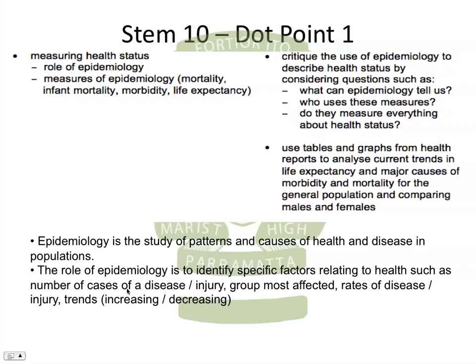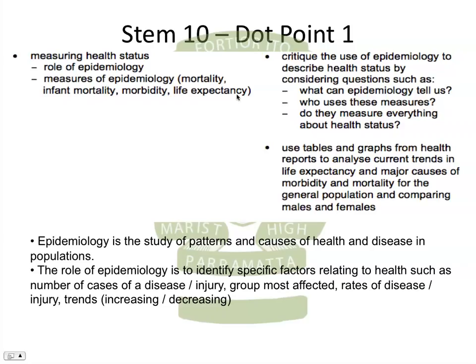And you can see here, this is the information that gives us data such as how many people have a certain disease, what groups are most affected by that disease, and is that disease actually increasing or decreasing in numbers. So we look at the actual trends. And we also look at the second part of the dot point, which is the various measures. We've got 4 measures: mortality, infant mortality, morbidity and life expectancy.